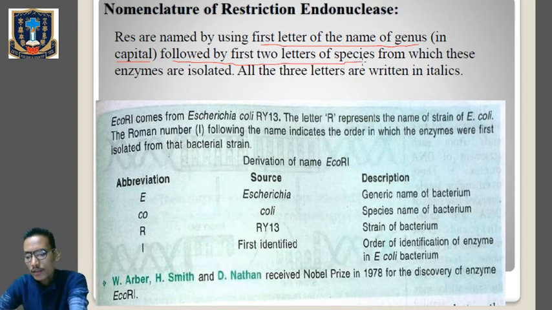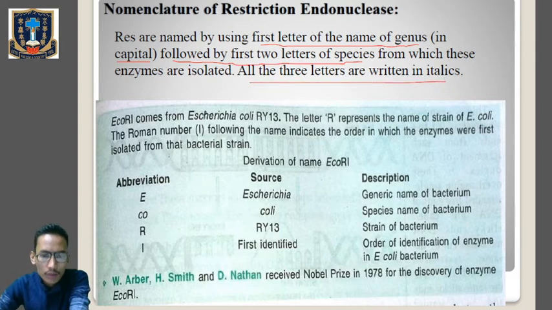So the first letter in naming the enzyme is taken from the genus, always in capital. It is followed by two small letters coming from the species from which this enzyme has been isolated, and all three letters are written in italics. For example, EcoR1, right? EcoR1 is the name of a restriction endonuclease.